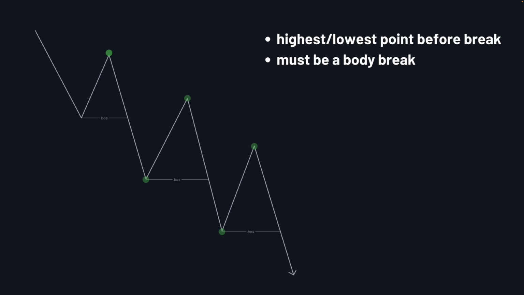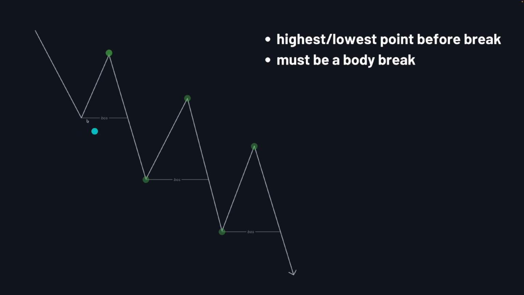Now, as you can see, we are in a bearish market right here, and a bearish market just means that we are trending down. A couple of the rules that we will need to go by is the highest and lowest point before the break. In this case, the highest point before the break to the downside will be our swing high, which is marked by this green dot right here. Now, this high is not confirmed until we break this low to the left.